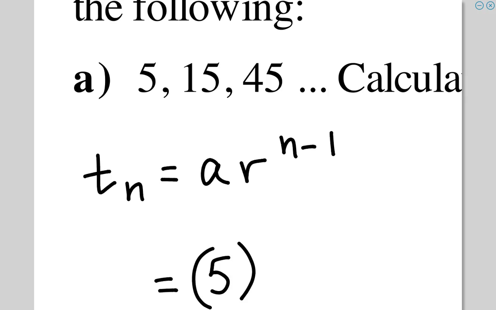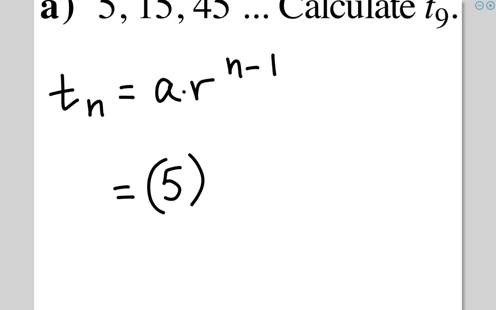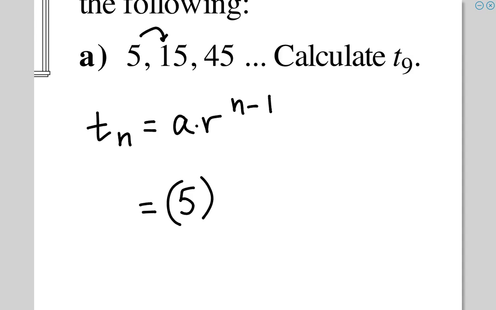Okay, grade 7 review, BEDMAS. What happens when you multiply something with an exponent? What do you do first? Do your exponent first, right? Then you multiply. So what's the r value from 5 to 15? Good. r is 3.